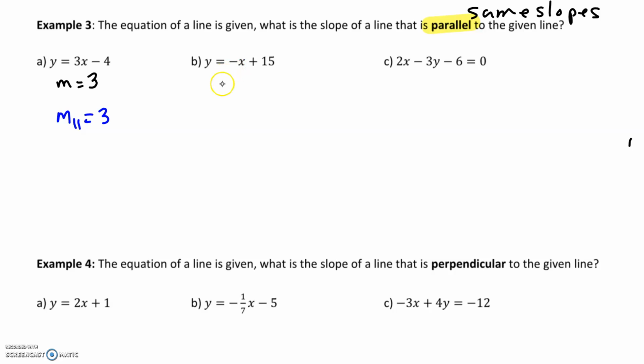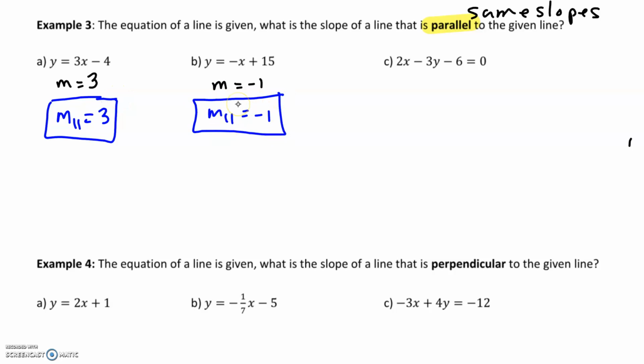Okay, my next line, the slope is -1. My parallel slope would also be -1. And it's important to get used to the correct notation. So it might seem a little bit silly to do the work to show that, but this is our final answer, and I want you guys to use that symbol.